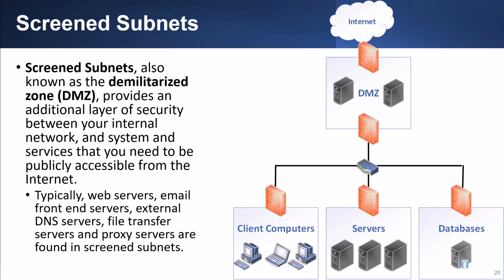Screened subnets, also known as the Demilitarized Zone, or DMZ, provide an additional layer of security between your internal network and systems and services that you need to be publicly accessible from the internet. Typically, web services, email front-end servers, external DNS servers, file transfer servers, and proxy servers are found in screened subnets.